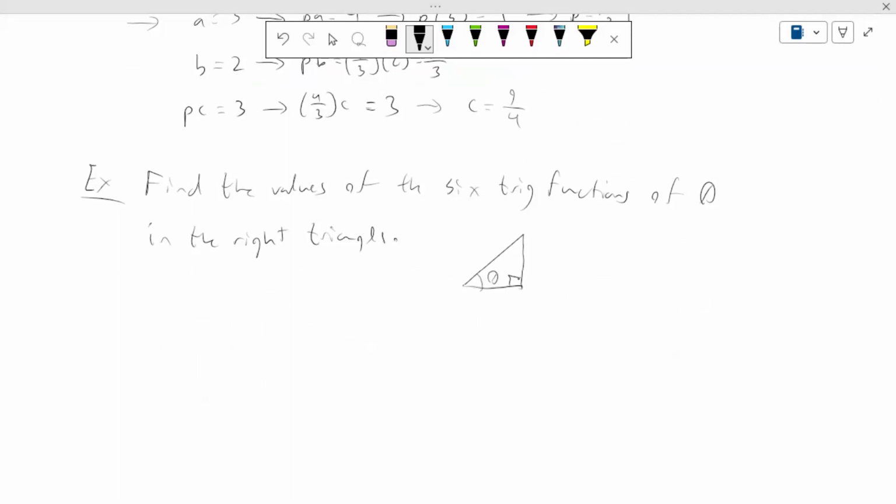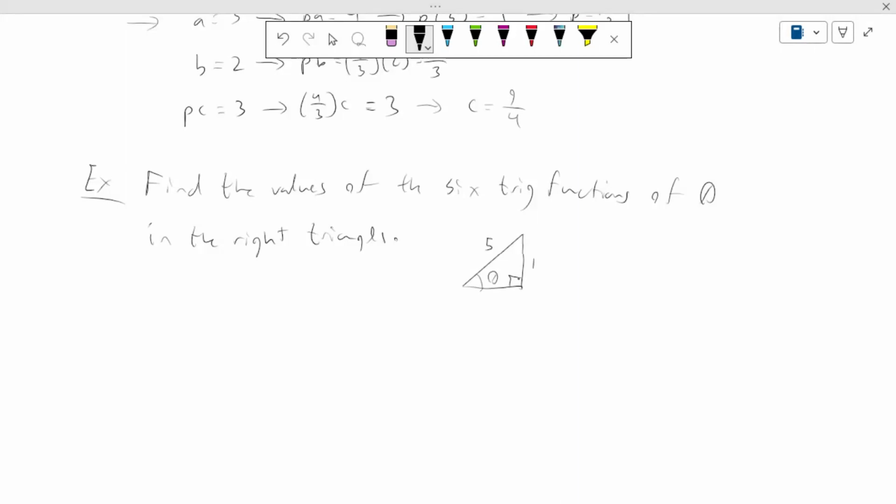Okay. And then here's some information. This is 1, this is 5. So I give you one of the legs, the opposite side, and I give you the hypotenuse. And then from this, you should be able to find what sine of theta is, what cosine of theta is, what tangent of theta is, and so on and so forth. This is enough information, basically.